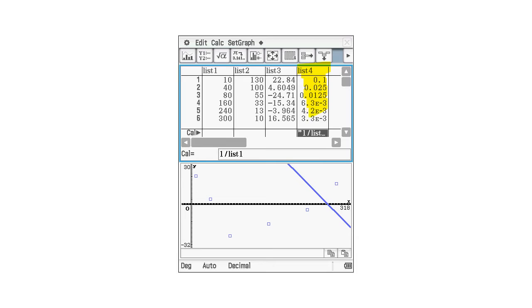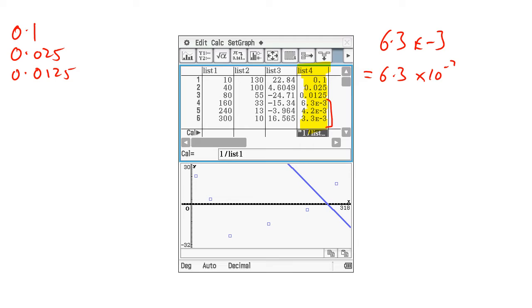So here we've got our list 4 values, and it might be a good time to pause and look at what's happening, because there's this weird thing happening over here with these e-neg3s. We've got the values 0.1 and 0.025 and 0.0125, which are definitely getting smaller. But let's have a look at this 6.3 e-neg3. What does that mean? It's going to be a smaller number, otherwise it's going to be a weird pattern. But this is exactly the same as saying 6.3 times 10 to the neg 3, which is your scientific notation.